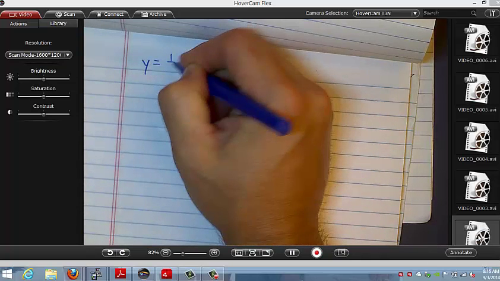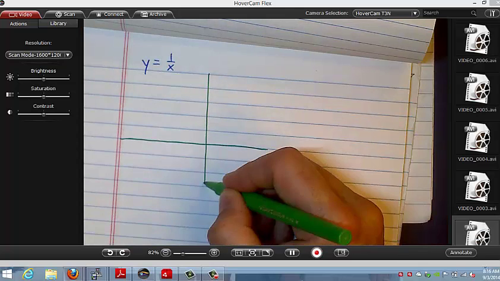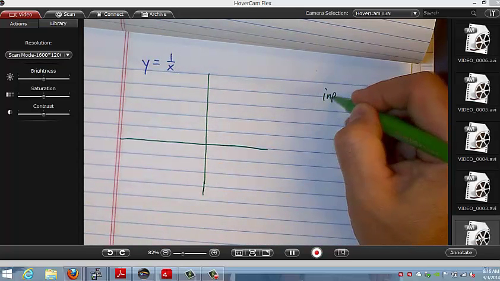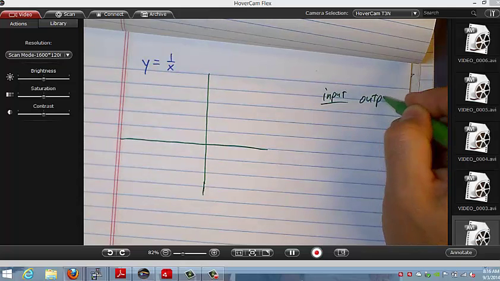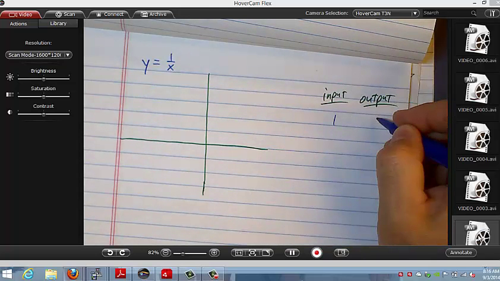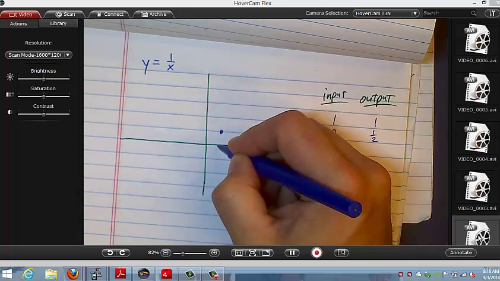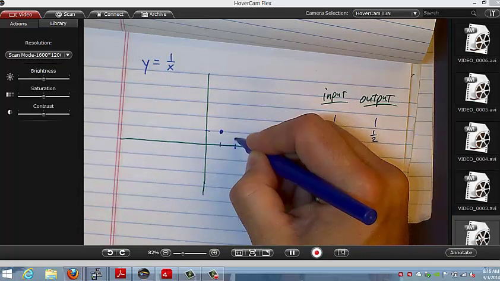About it and say what we know about it. The function again is y equals 1 over x. And so if I want to sketch a graph of y equals 1 over x, well, I'll put my axes down. And again, I can do inputs and outputs. You could do this for any graph. And so if I input 1, the output is 1. Or if I input 2, the output is a half, right? So here's 1 comma 1. Here's 2 comma 1 half, right?